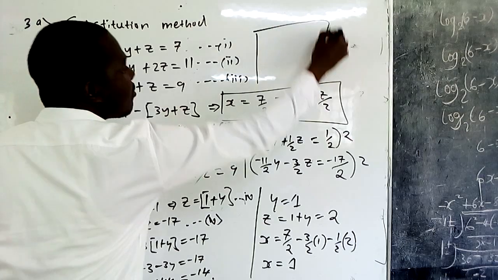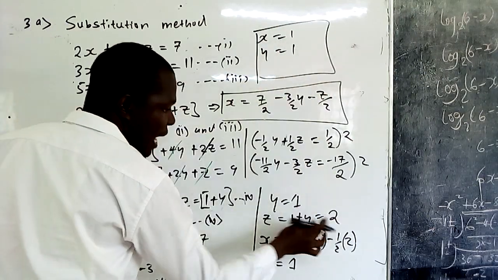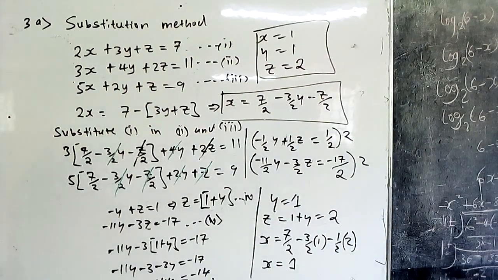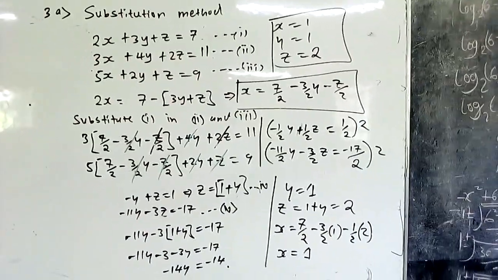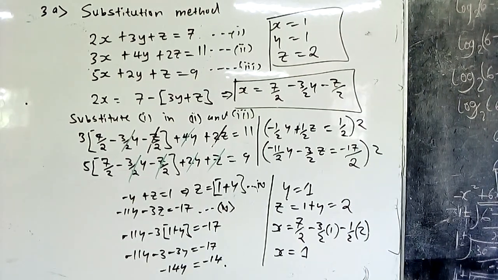So you found the value of xyz. You found x to be 1, you found y to be 1, and you found z to be 2. Using substitution. Are we together? You simply substitute one equation in the other equations, isn't it? Are we together? Good. So that is how to handle that given problem.